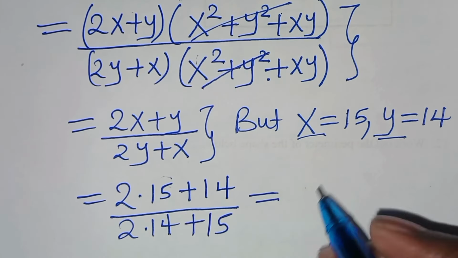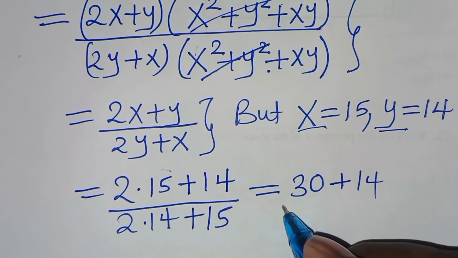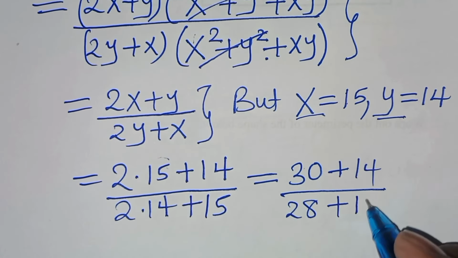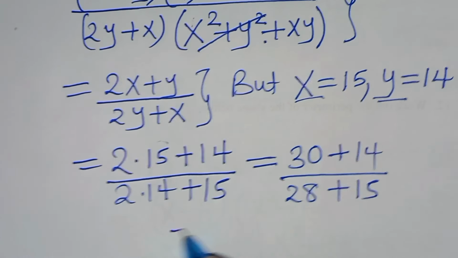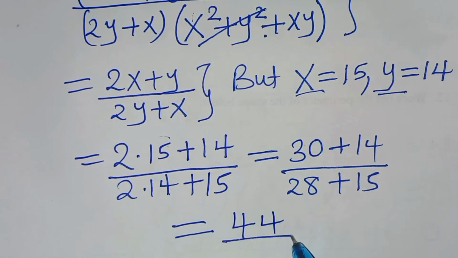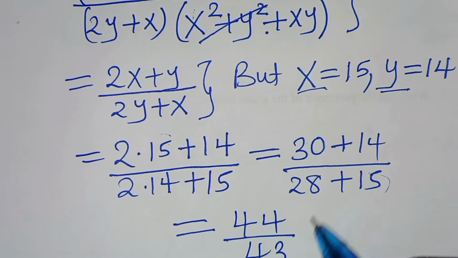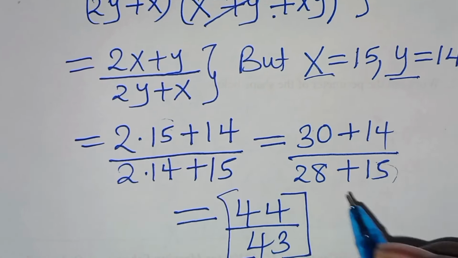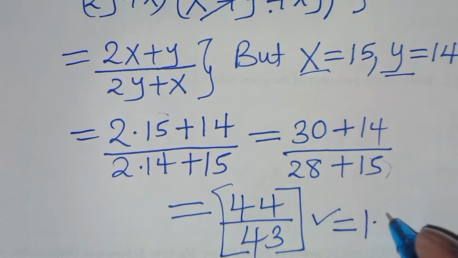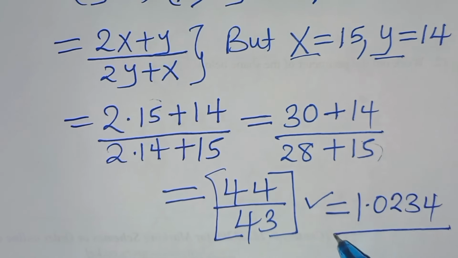Now this is equal to 2 times 15, which is 30, plus 14, over 14 times 2, which is 28, plus 15. So that now we have 44 divided by 28 plus 15, which is 43. And this is the solution to this problem, which you can approximate as 1.0234. So this is the solution.